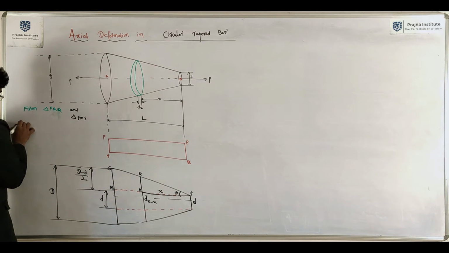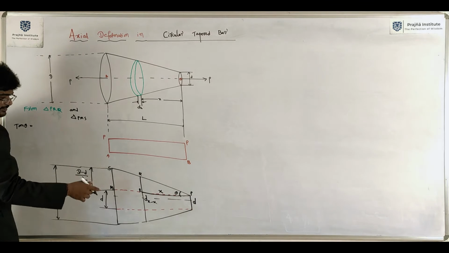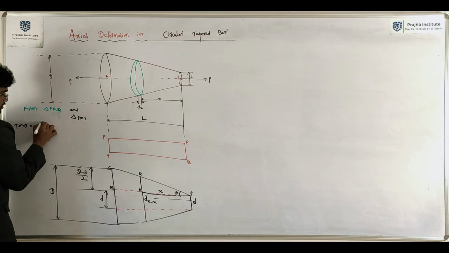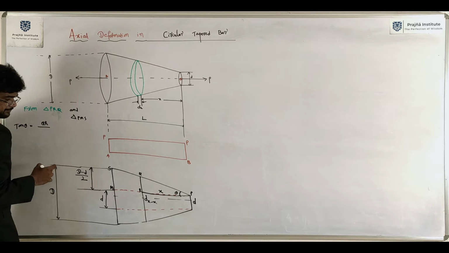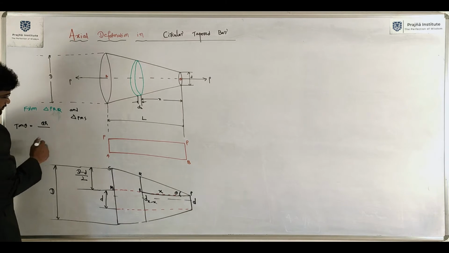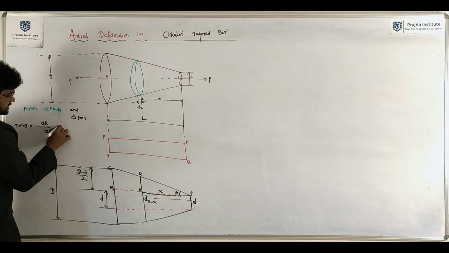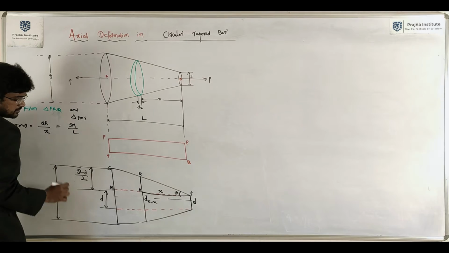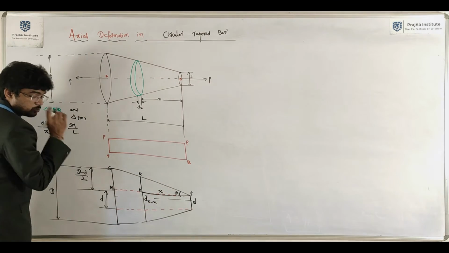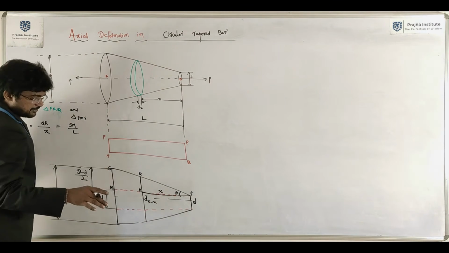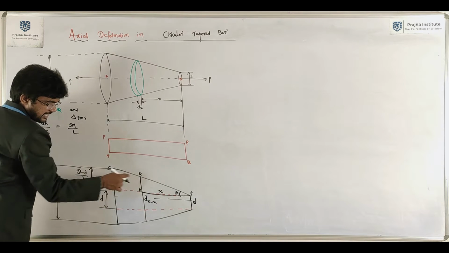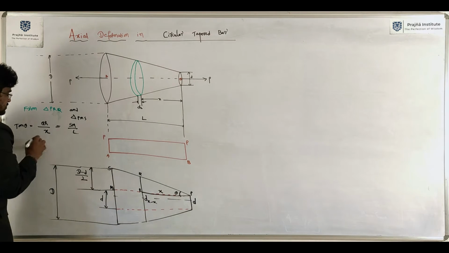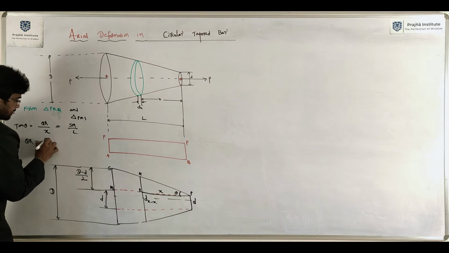What will you get? Tell me. Tan theta is equal to QR by X, and QR by X equals SM by L. So take triangle one and triangle two; tan theta will be the same. Tan theta is equal to QR by X, and tan theta is equal to SM by L. So finally QR equals SM, which is nothing but (D minus d) by 2L into X.